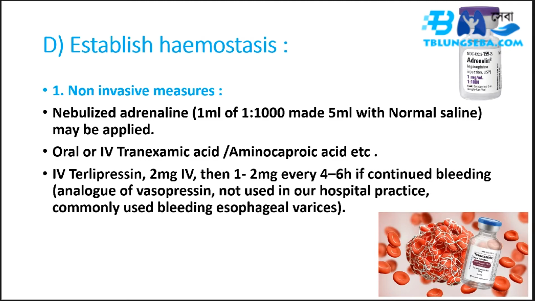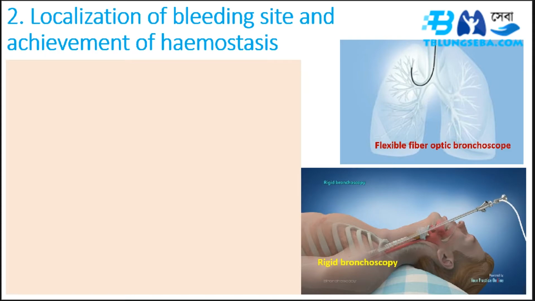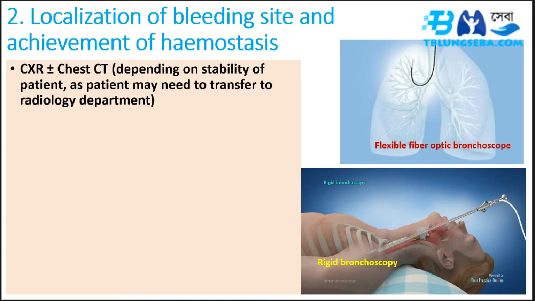IV terlipressin, 2 mg IV, then 1 to 2 mg every 4 to 6 hours if continued bleeding. It is an analog of vasopressin, commonly used in bleeding esophageal varices. Two, localization of bleeding site and achievement of hemostasis. CXR plus chest CT, depending on stability of patient, as the patient may need to be transferred to the radiology department.